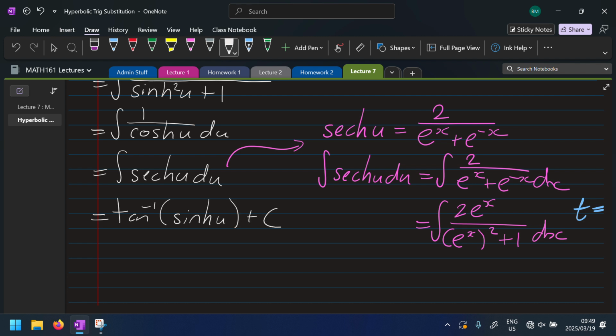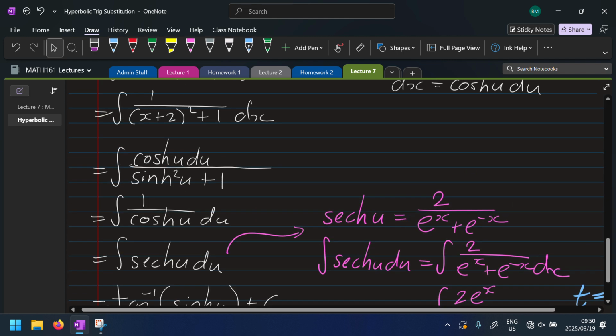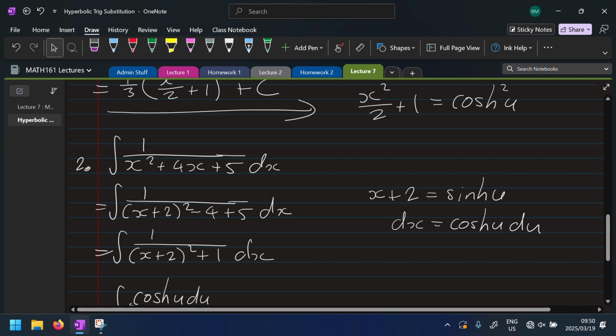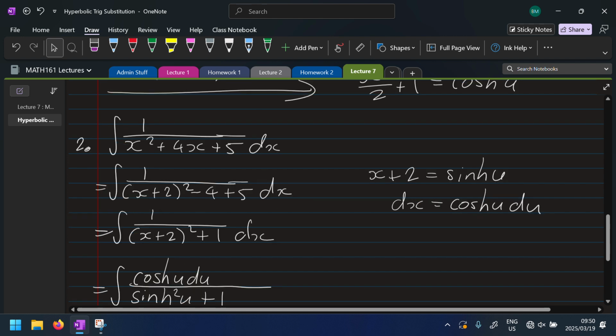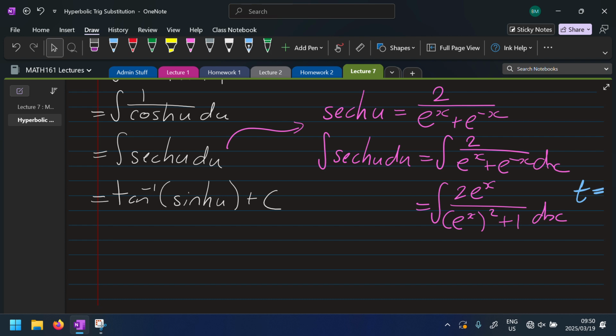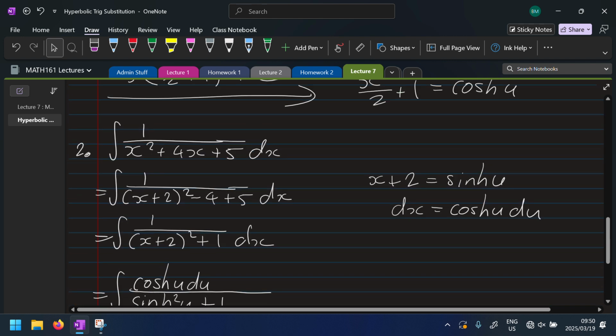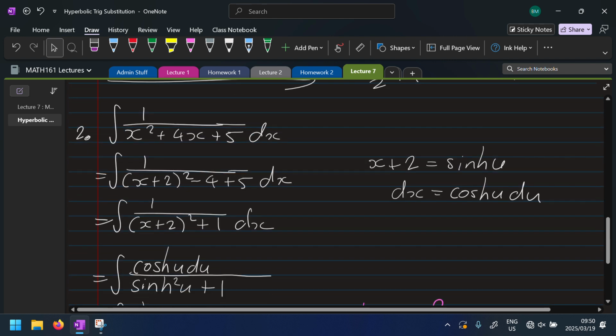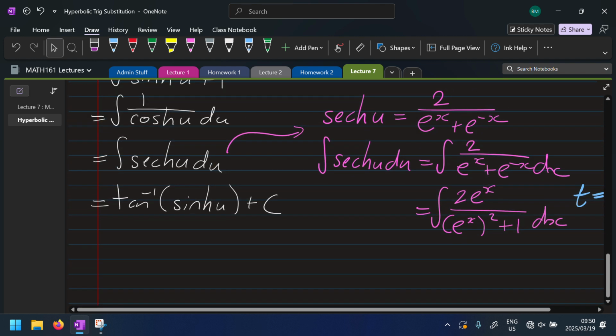There are different versions of this depending on the identity you're using, but this one is the easiest to use because sinh u is just x plus 2. So we're going to use this version. There's another one where it's 2 arctan of e to the u. You can write it like that as well. However, in that case, it's going to be a bit difficult to solve for x, so we're not going to use that. But this one is easy. This is just tan inverse of x plus 2.